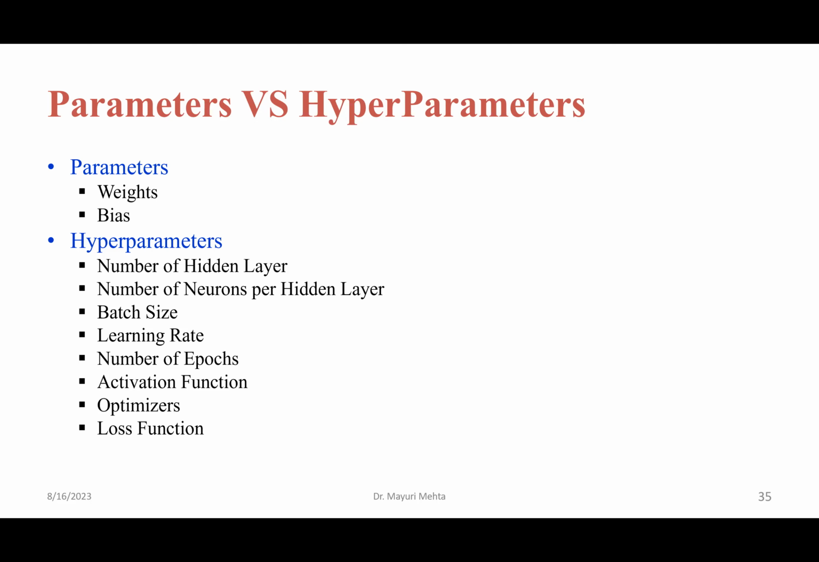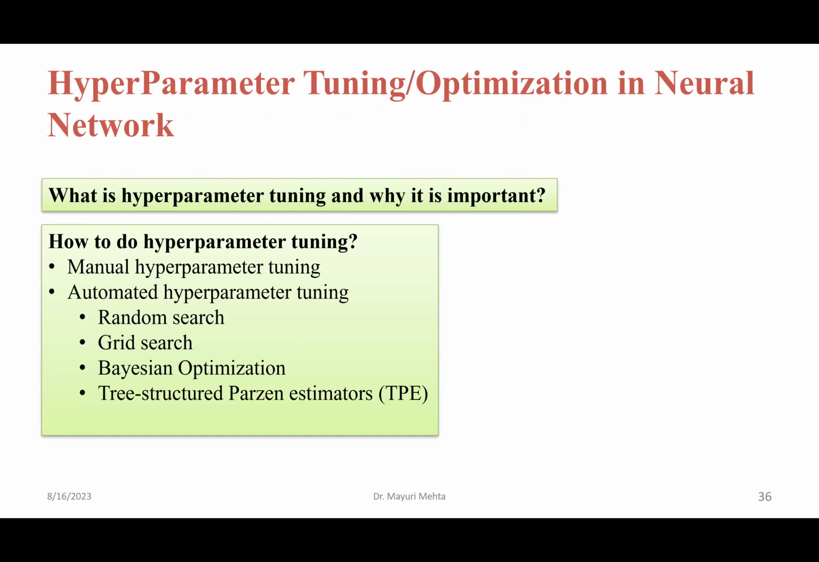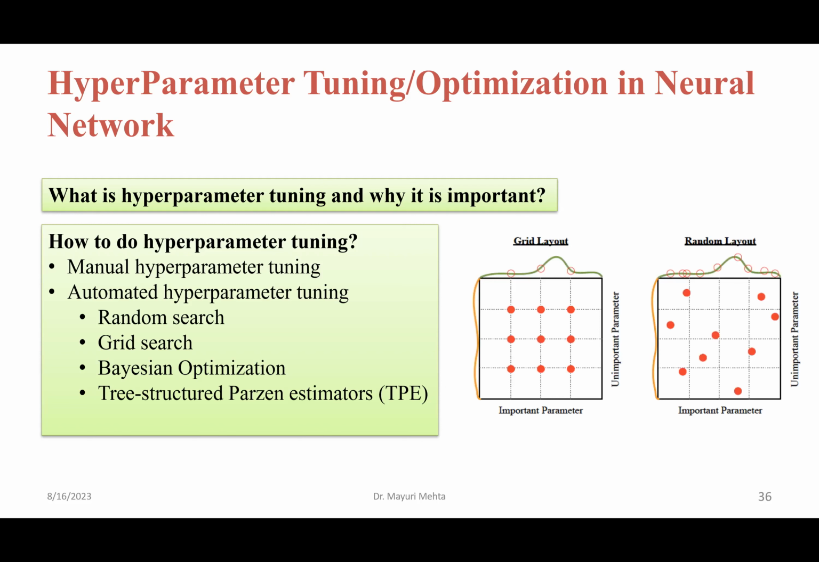At last we discussed what hyperparameter tuning is, why it is important, and which are the different ways for hyperparameter tuning. We saw two main approaches, manual hyperparameter tuning and automated hyperparameter tuning. Then we discussed four different methods for automated hyperparameter tuning, and preferably random search and grid search are used for automated hyperparameter tuning.